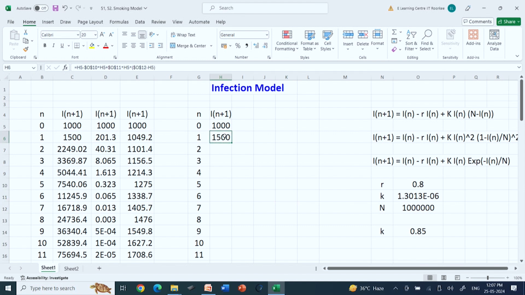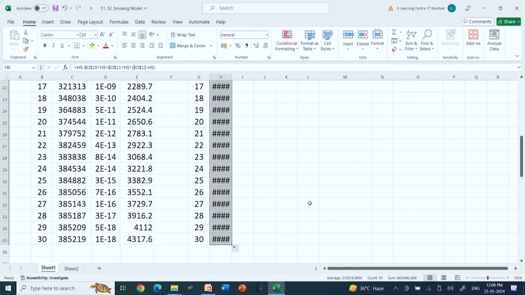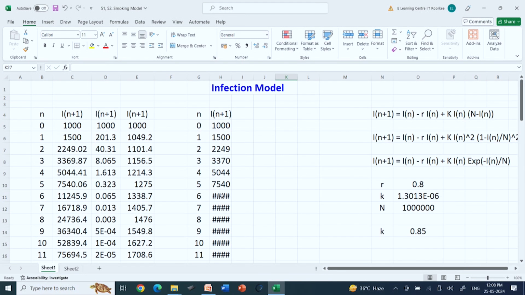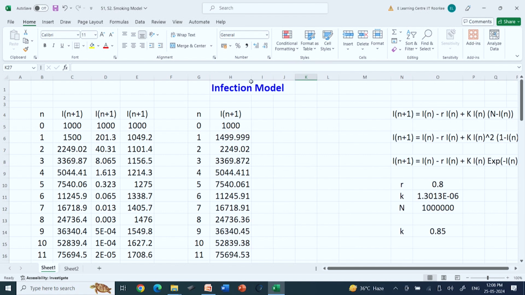So, you can see that this value came to be 1500, and you can check from the initial condition that for this particular value of k, it has to come 1500, because we have used this value to calculate the value of k. Next, we just generate the values till 30. If you get this kind of symbol, it means that there are more digits. All you have to do is come here and double click and you will get the number of digits.